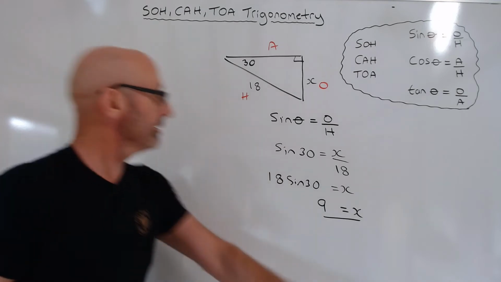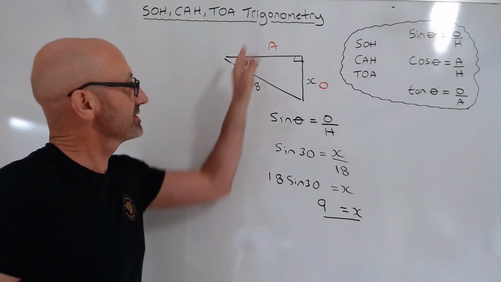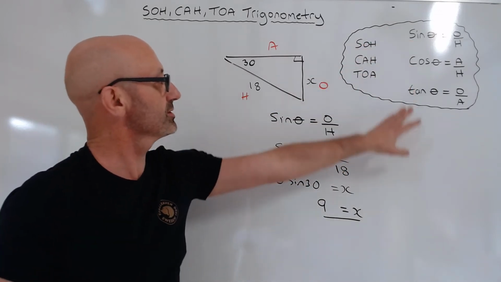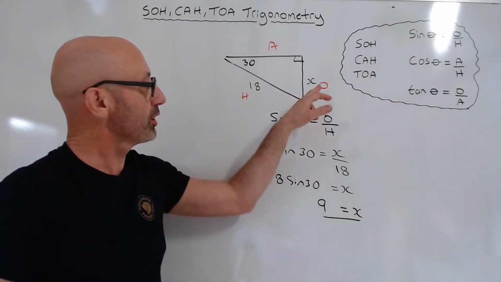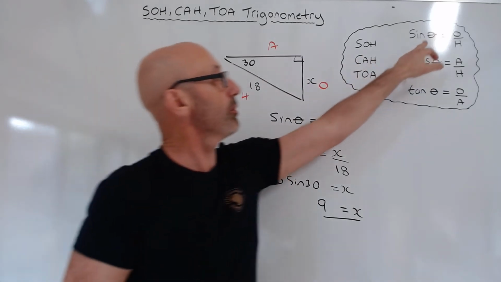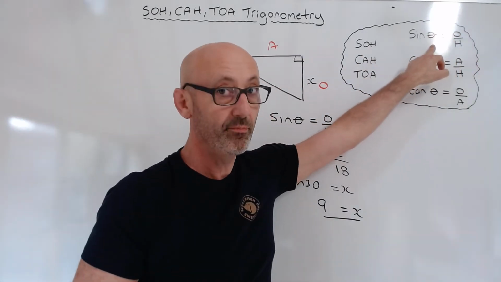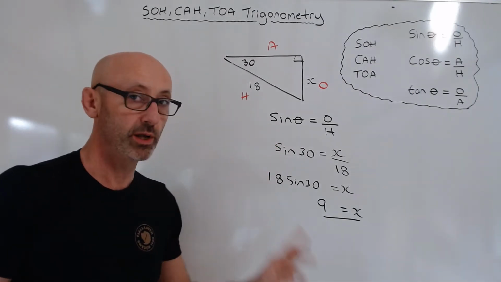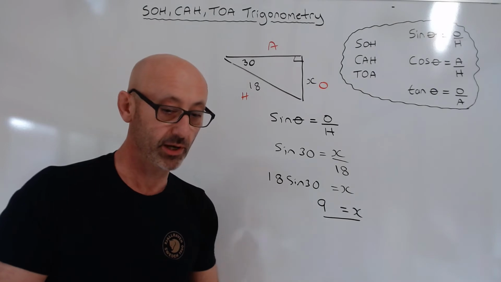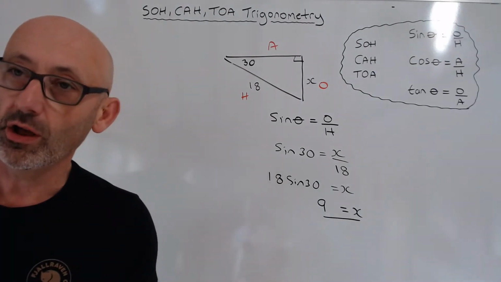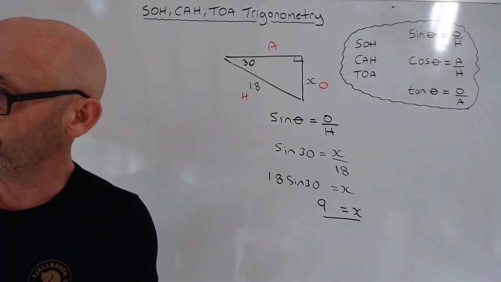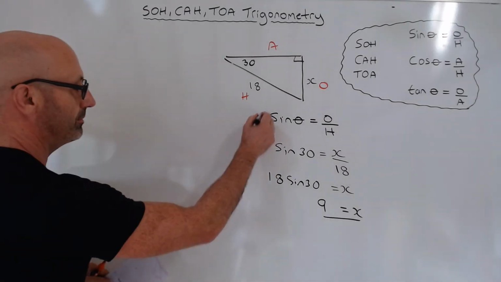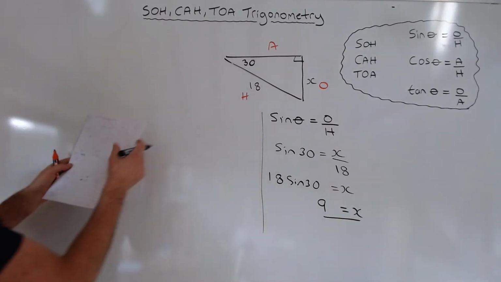Quick recap of what we did. We labelled the sides. We decided which one of the rules it was. We got O and H in it, and the only one with O and H in is sin. We wrote down the rule, we replaced what we knew, and then we answered it. I'm going to ask you 3 questions, and have a go. Do pause the video.